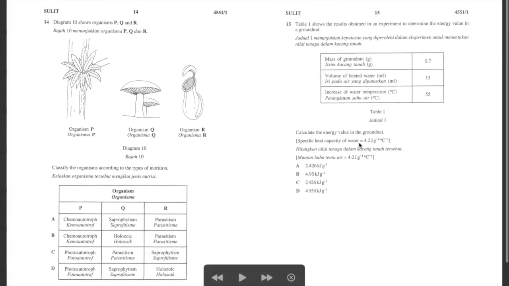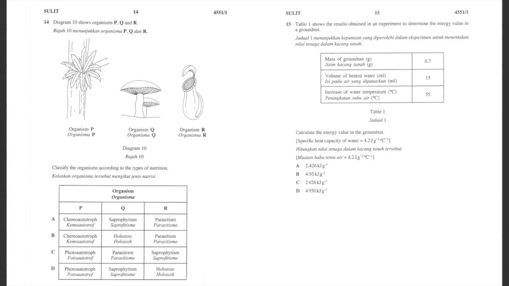Okay guys, next one, 15. This one, you have to calculate the energy value in the groundnut. The formula, for those who don't know, note down what I say. The formula is mass of water, multiplied by increase in temperature, multiplied by specific heat capacity of water. So that is multiplication, and then divide by mass of food.